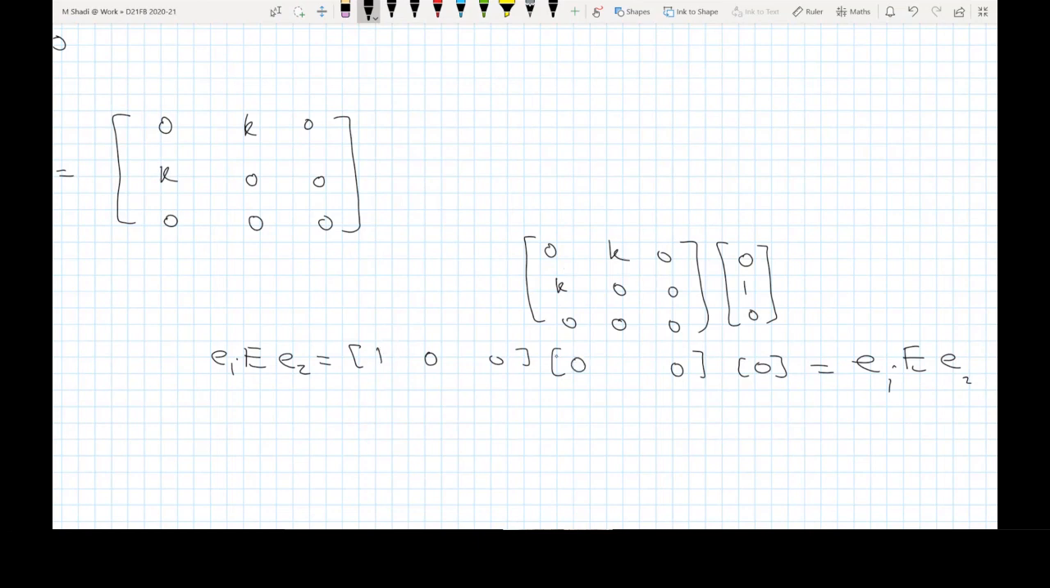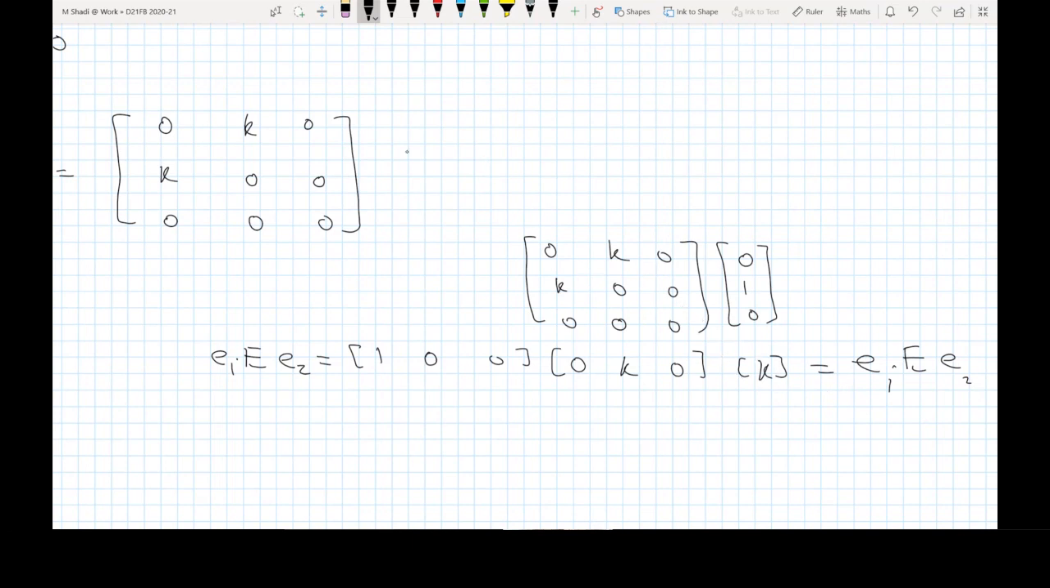Then K multiplied with 1 is K. 0 multiplied with 0 is 0. 0 multiplied with 0 is 0. So you have only K left in there. And for the last column, you have 0. Now you have 0 multiplied with 0 is 0, 1 multiplied with k is k, and 0 multiplied with 0 is 0, so you have k. So the change in the angle is k.